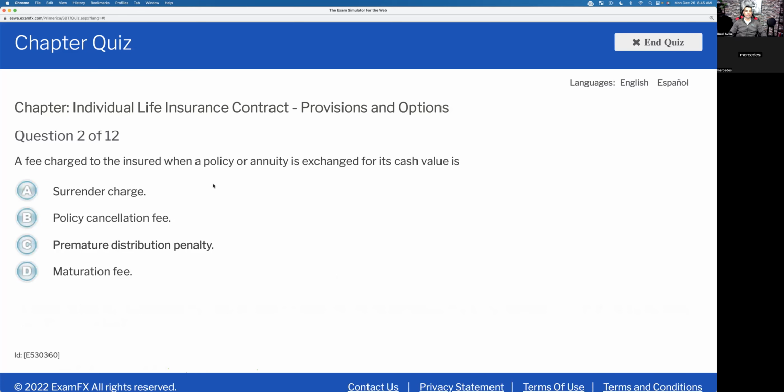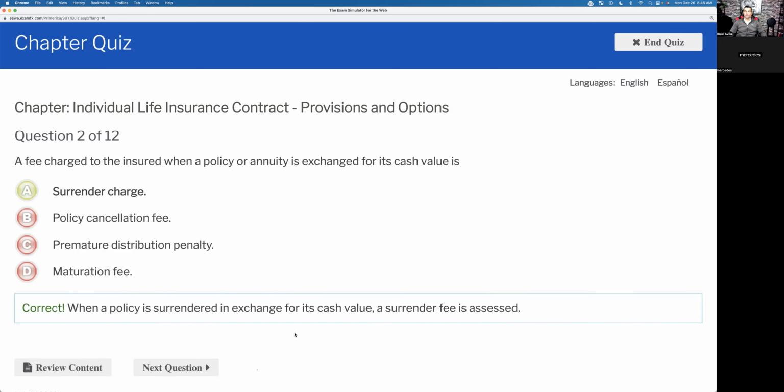That one's also an annuity question. A fee charged to the insured when a policy or annuity is exchanged for its cash value is a surrender charge. It's weird how they're asking it, but that's the answer. All right, cool. Let's go to the next one.